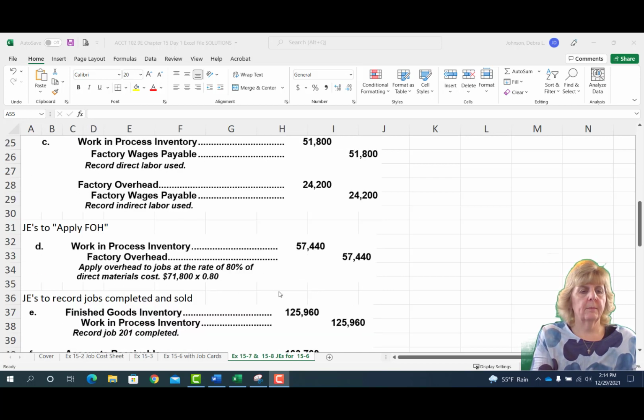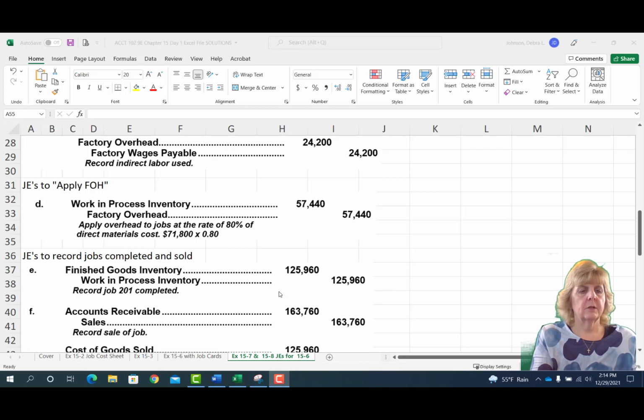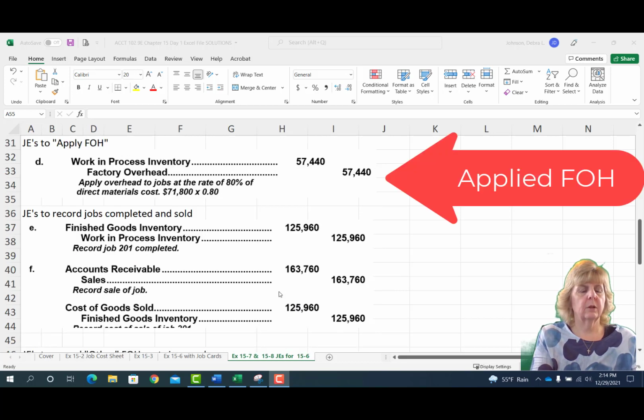Let me scroll up. Letter D shows the applied overhead. We learned back on the T accounts that the actual overhead comes in on the debit side of the overhead account, and the applied overhead comes out on the credit side. So looking at letter D, the overhead was relieved in the dummy factory overhead account and charged directly to WIP.